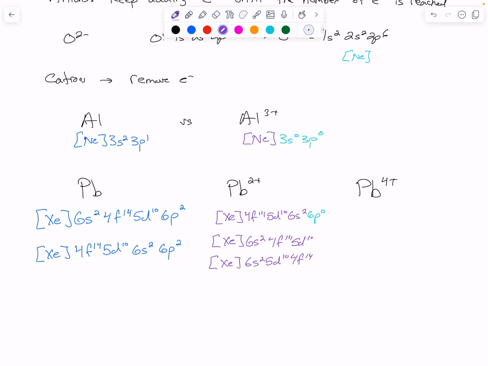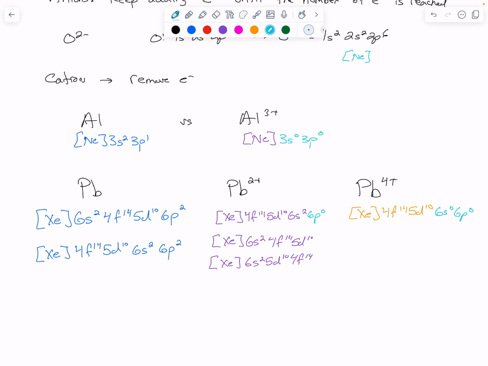If you go to 4 plus, we're going to lose the 6s's. So in Pb4 plus, we're going to have xenon, 4f14, 5d10, and then 6s0, 6p0. And again, how you write it, I'm not too worried. Hopefully that makes sense.